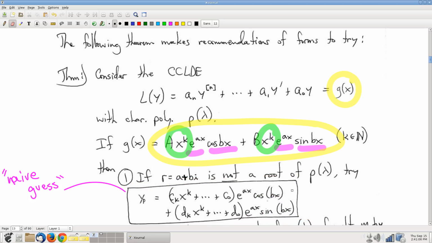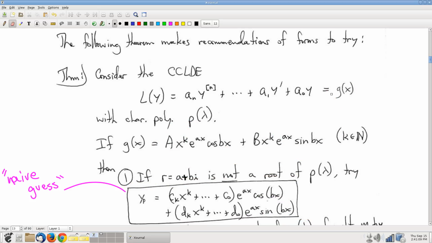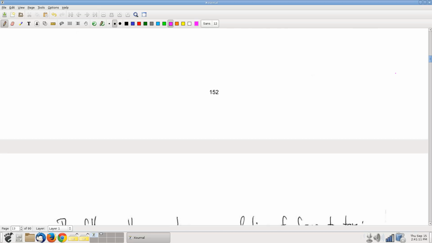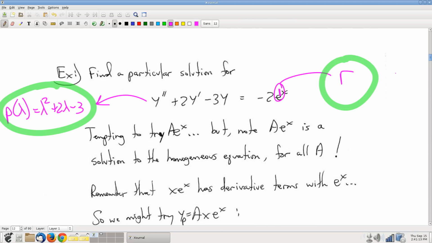Now, what are the conditions? Under what circumstances will this naive guess work? You can actually kind of see it from what we were talking about previously. What went wrong in this last example is that the r from the right-hand side was a root of the characteristic polynomial from the left side. Ultimately, that's what made our naive guess actually be a homogeneous solution, and therefore not possibly a particular solution. So this is what we've got to watch out for.